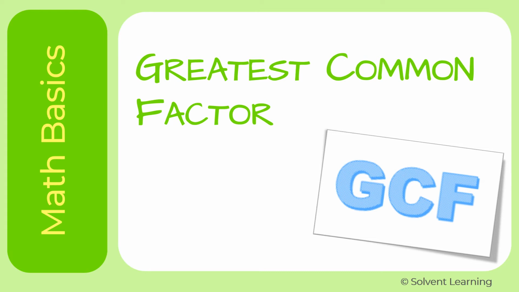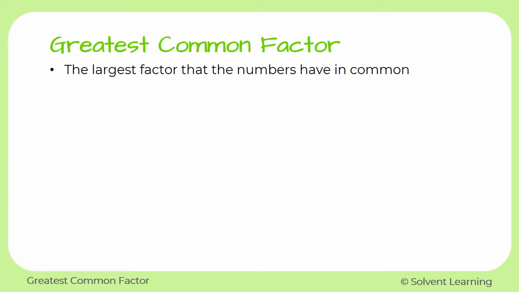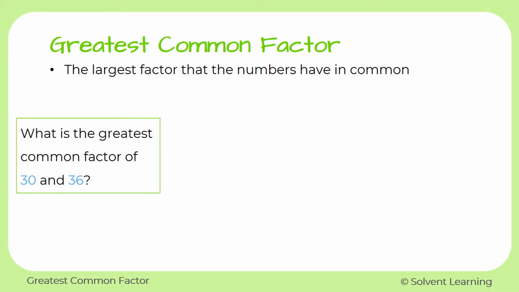In this lesson, we're going to look at different methods for finding the greatest common factor of two numbers. So what is the greatest common factor? It's the largest factor that the numbers have in common. So let's answer this question. What is the greatest common factor of 30 and 36?